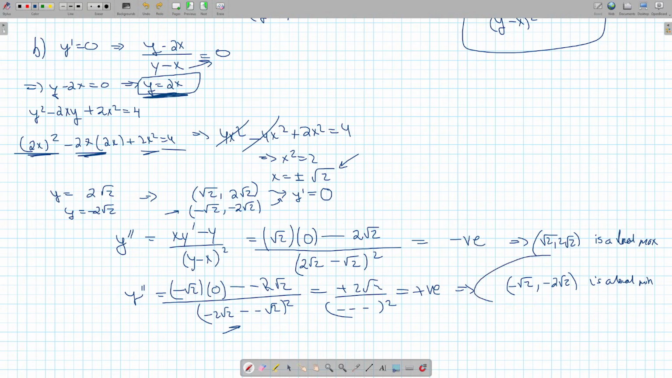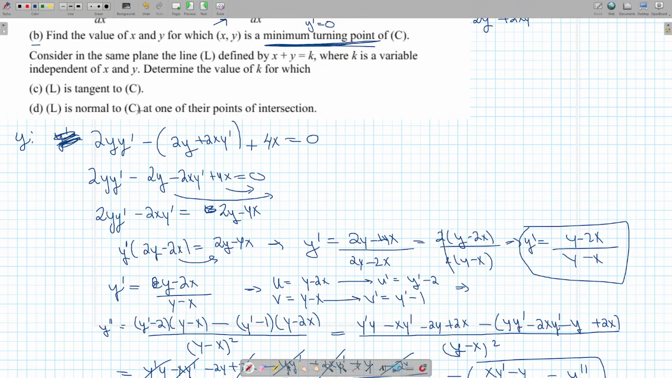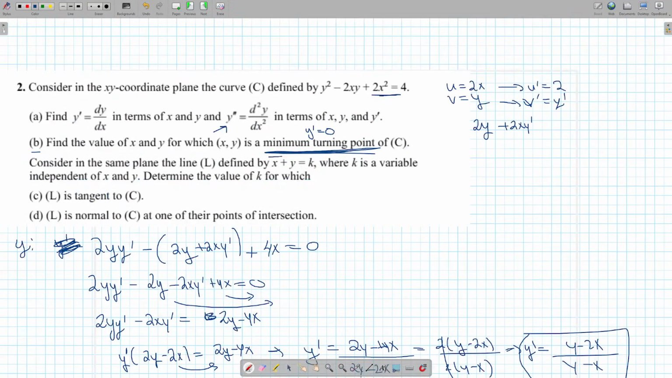Now that we got this to be the local minimum, we can continue to part C. They're saying, consider in the same plane a line, x plus y equals k, and determine the value of k for which L is tangent to C. What is the slope of this line? To find the slope, you need to have y alone. So y is equal to negative x plus k. So the slope of this line is negative 1.